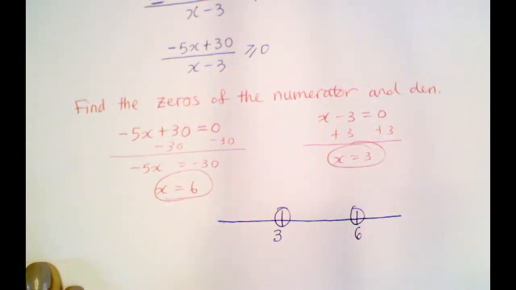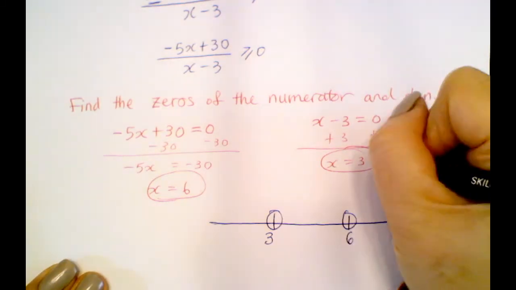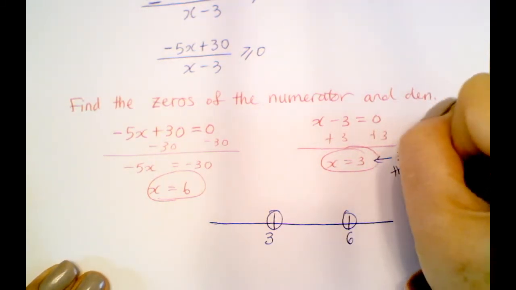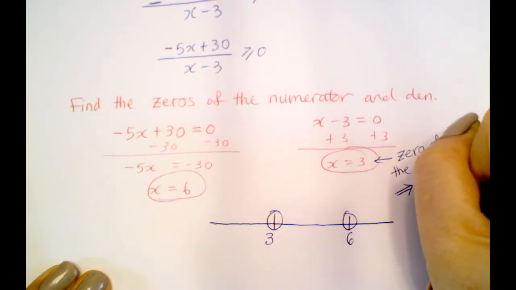So I'll have them in a way like this. Now, remember, one of them must be open. Which one must be open? The zero of the denominator. Look, this is the zero of the denominator, right? So that means you need to use an open circle.